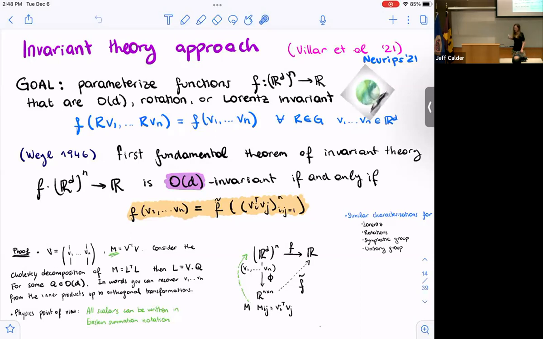Right. And the same thing can be done for other groups by using the generators of the invariants for those groups, like the Lorentz group or rotations. Since rotations are a subgroup of the orthogonal group, they have more invariants that you have to add, and things like that.